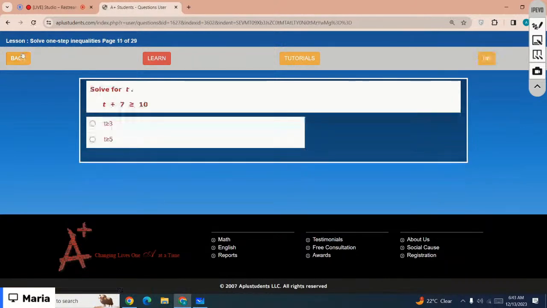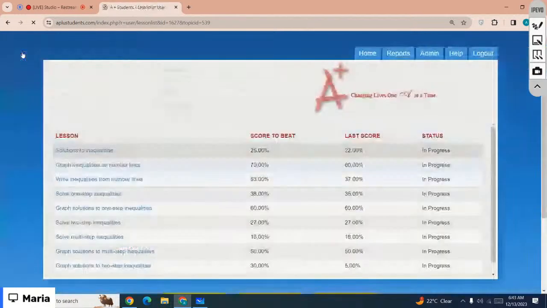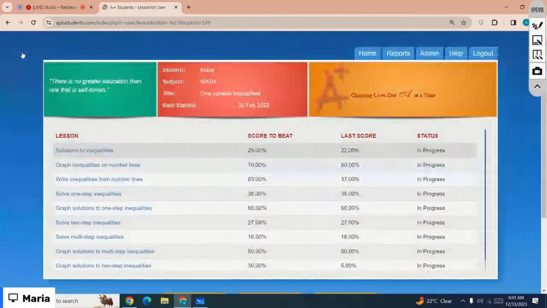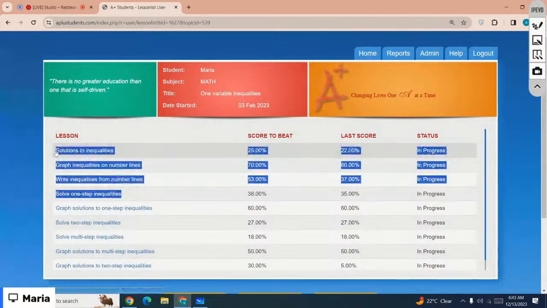So, we were working on grade 8 math. The chapter we're working on is one variable inequalities, and the lessons we have covered today are solutions to inequalities, graph inequalities on number line, write inequalities from number line, solve one step inequalities, right? So please make sure before the next session you complete all the practice questions for the lessons we did today. So if you need more help with any of the lessons, you can contact any tutor on the Skype.